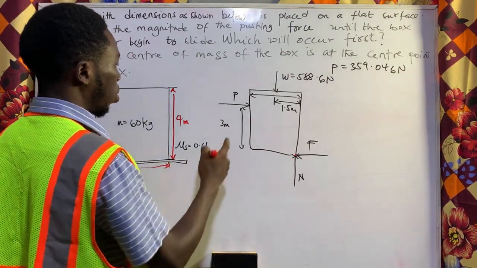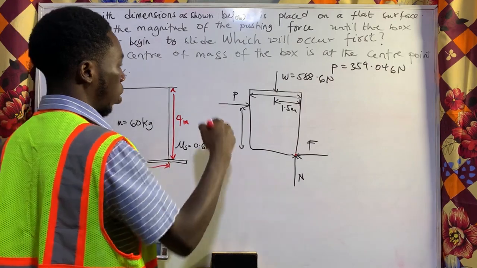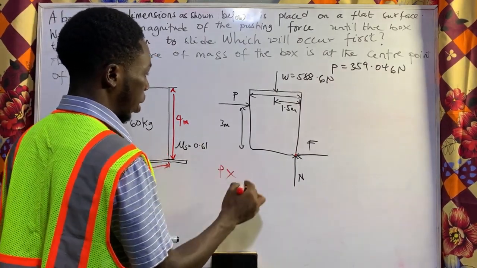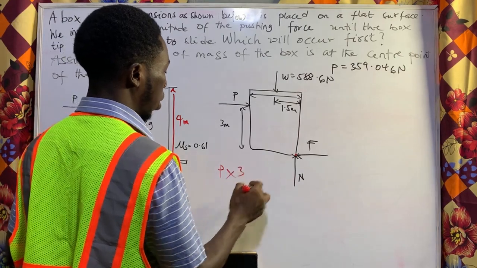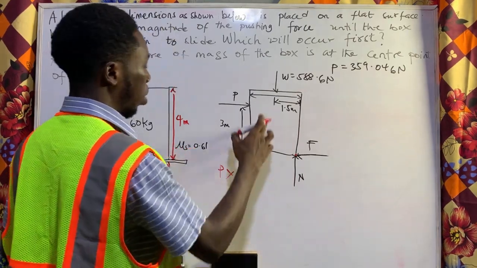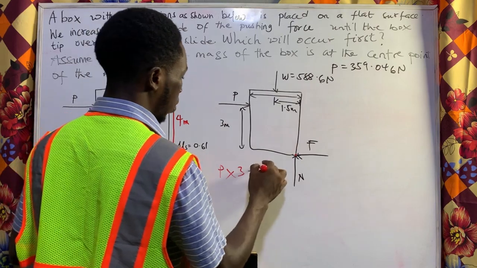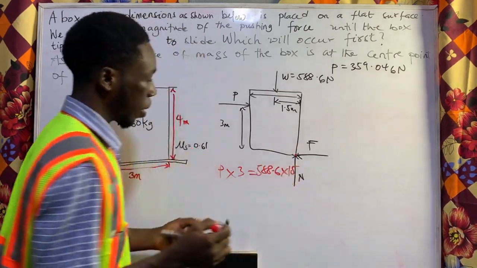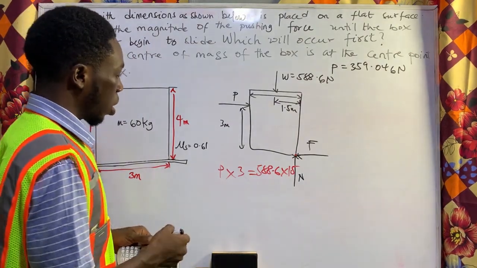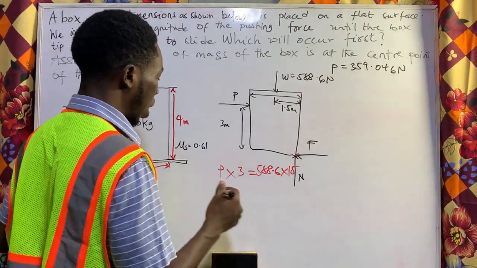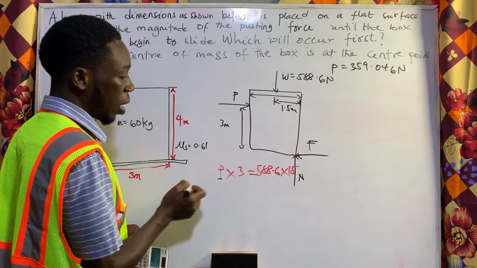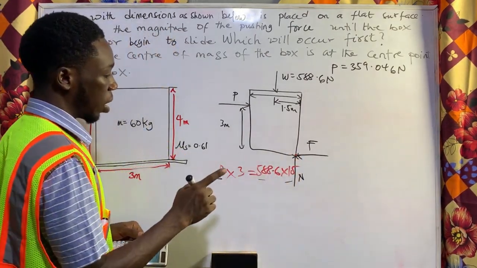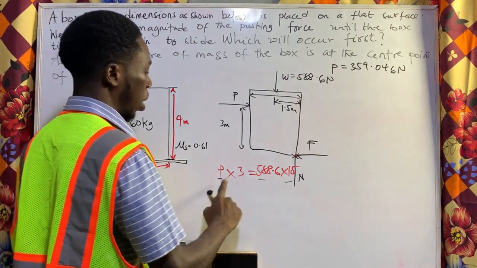So we are going to calculate the moment that will be caused by this P here, and that will be P times these 3 meters here, and that should be equal to the moment caused by the weight force. That would be 588.6 times 1.5 here. Okay, so at the point where the moment caused by this P here is equal to the moment caused by the weight force, that means that tipping is about to occur. That's why we are equating this.